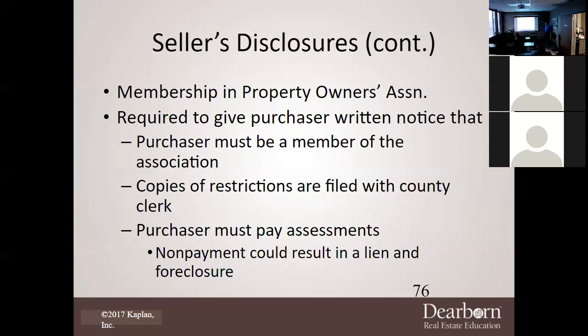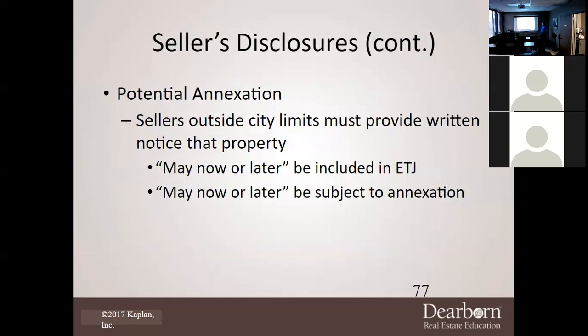So non-payment, of course, as we talked the other day, does what? It could result in a lien on the property, which is then going to be foreclosed on and your house sold. Okay. We also talked about potential annexation. This is where sellers outside the city limits must provide written notice that the property may now or later be included into an ETJ, or may now or later be subjected to annexation. What these basically are, these are different areas that are being brought into a different area than they were initially with. Different city, different county.